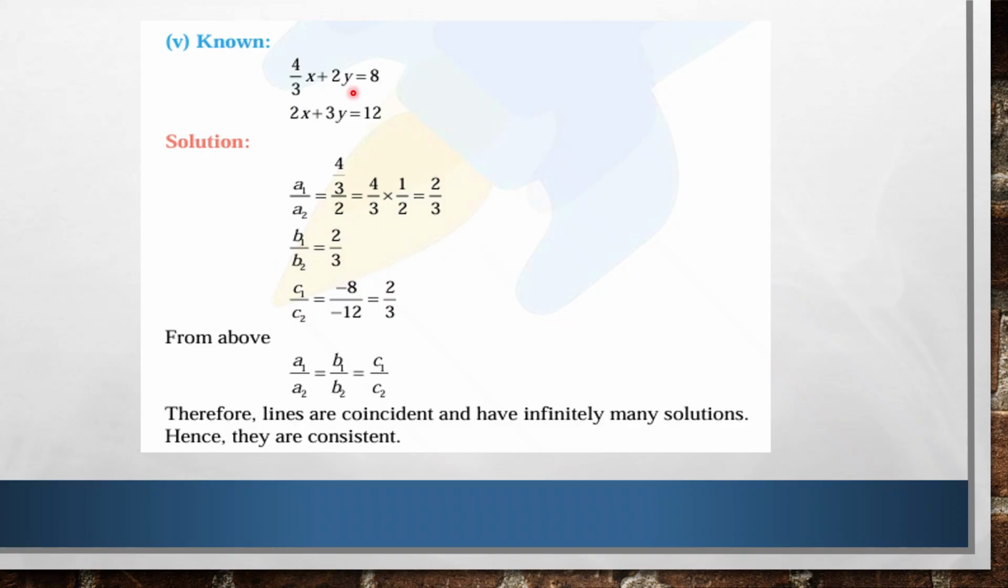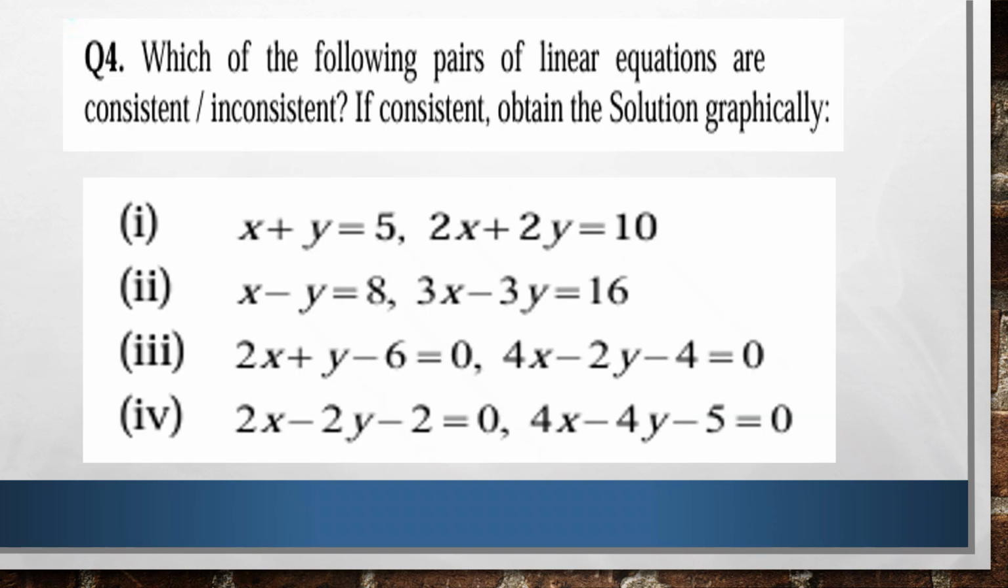b1 by b2, here you can see 2 by 3. c1 by c2 is minus 8 divided by minus 12. This 8 and 12 will go to the LHS side, it becomes minus. So if you cancel, you get 2 by 3. You can see here a1 by a2 is equal to b1 by b2 is equal to c1 by c2. Therefore, the lines are coincident and have infinitely many solutions. Hence, they are consistent. So this is regarding question number 3.